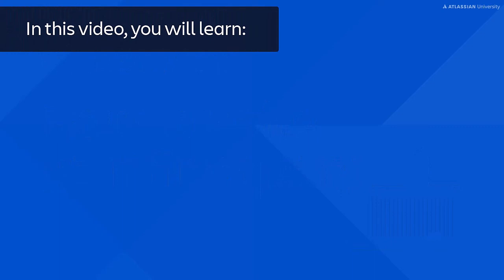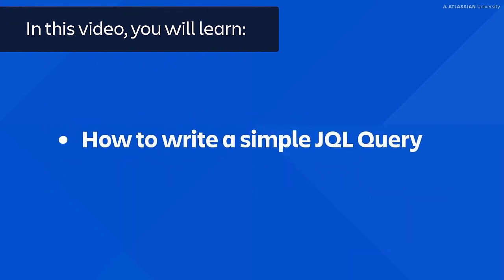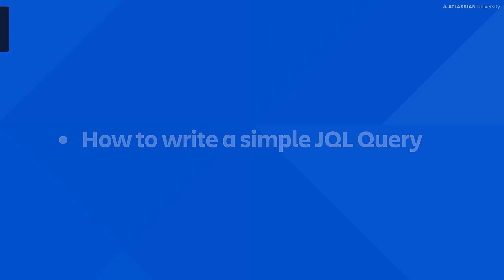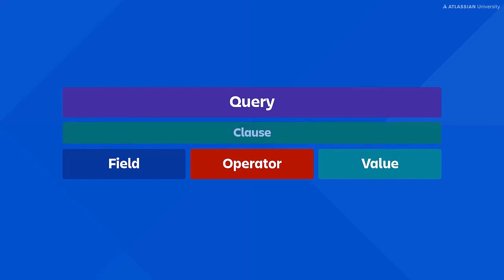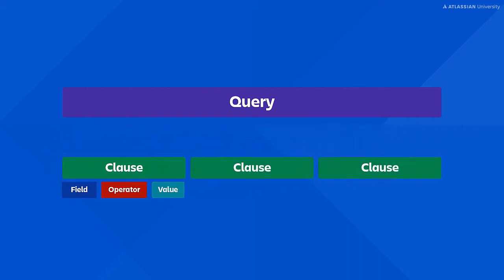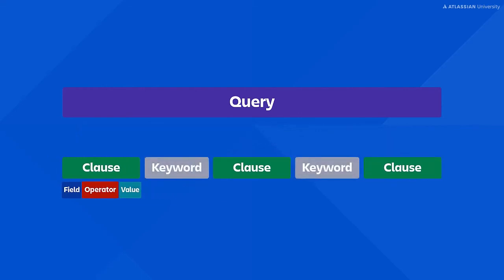In this video, you will learn how to write a simple JQL query. To write a query using JQL, you will need three things: the field, which Jira uses to store data, the operator, which compares the field to the value, and a value, which is the information we're looking for in that field. Together, these make a clause. You can have multiple clauses in a query. You can then connect these clauses with keywords. Let's try this out.